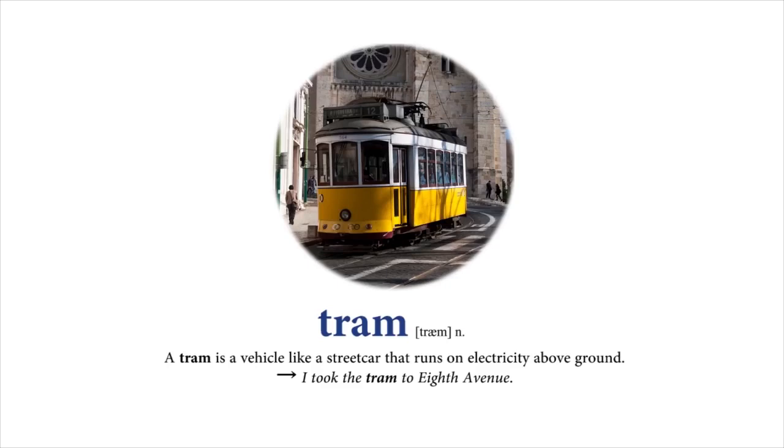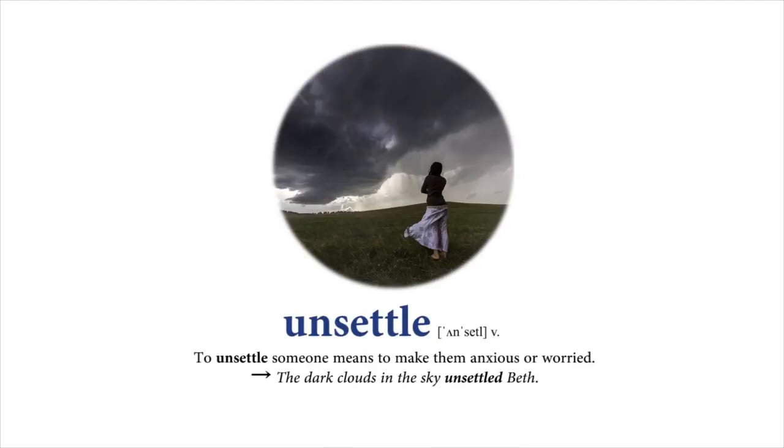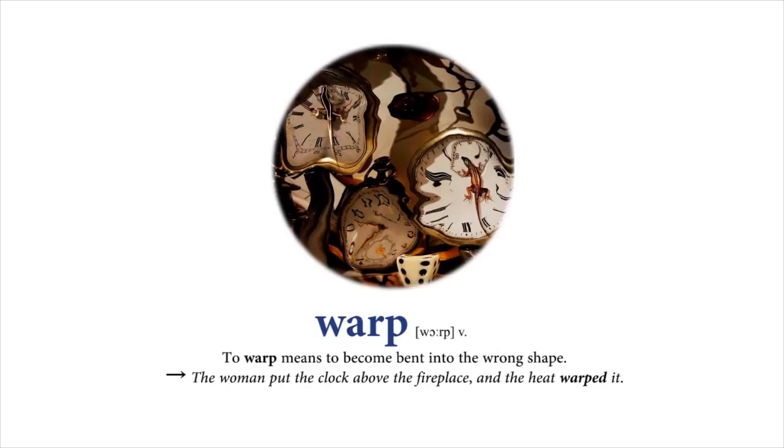Tram. A tram is a vehicle like a streetcar that runs on electricity above ground. I took the tram to 8th Avenue. Unsettle. To unsettle someone means to make them anxious or worried. The dark clouds in the sky unsettled Beth. Warp. To warp means to become bent into the wrong shape. The woman put the clock above the fireplace, and the heat warped it.